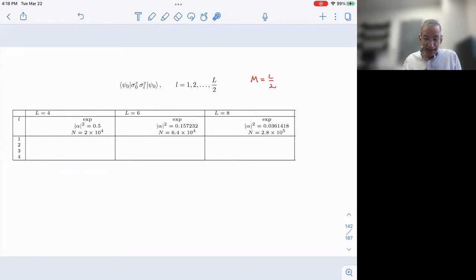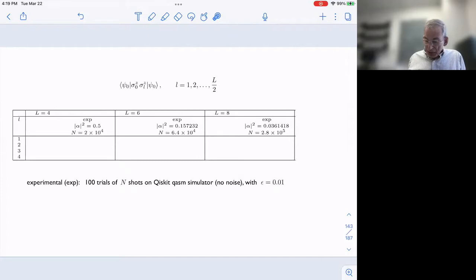And so using a formula I showed you again earlier, from this, you know how many shots you need to perform the measurement. So here, 2 times 10 to the 4, here for L equals 6, 6.4 times 10 to the 4, and here 10 to the 5. And so we demanded to get 1% error in the correlation function. So we just arbitrarily chose epsilon to be 0.01. So that actually came into the calculation of these numbers. Sorry, I was going a little fast.